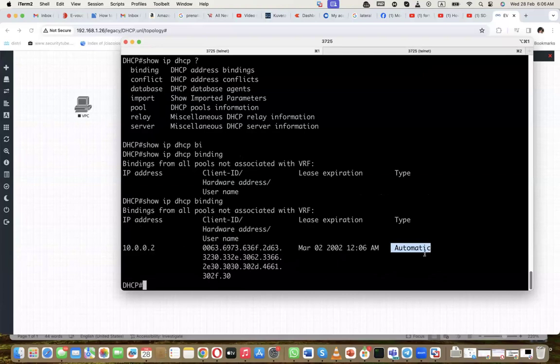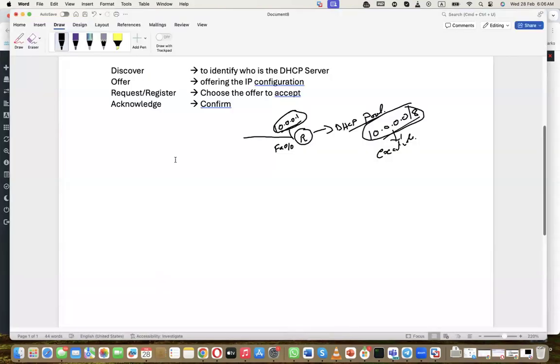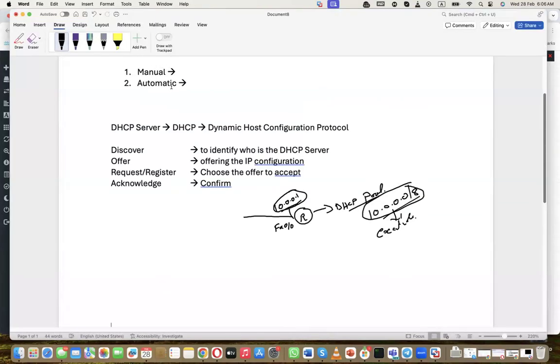That's the idea. So the IP address can be configured manually, and the IP address can be configured automatically. This is the logic. Any questions on this part?